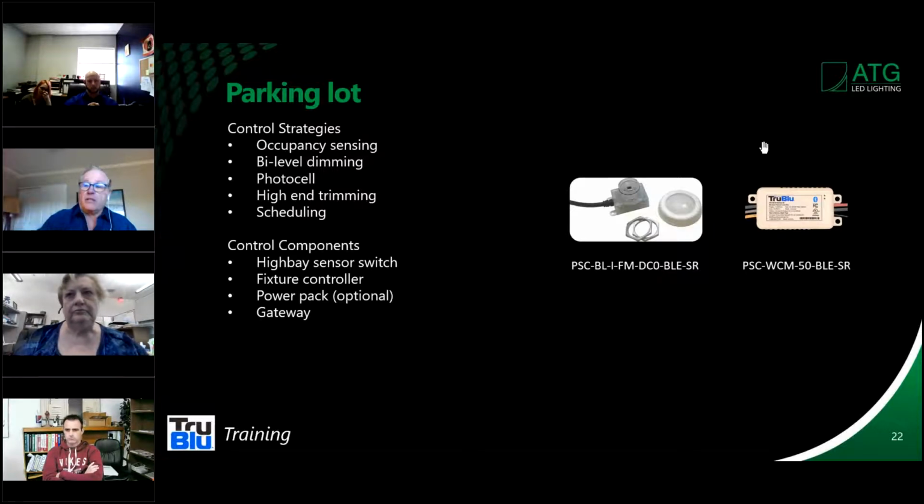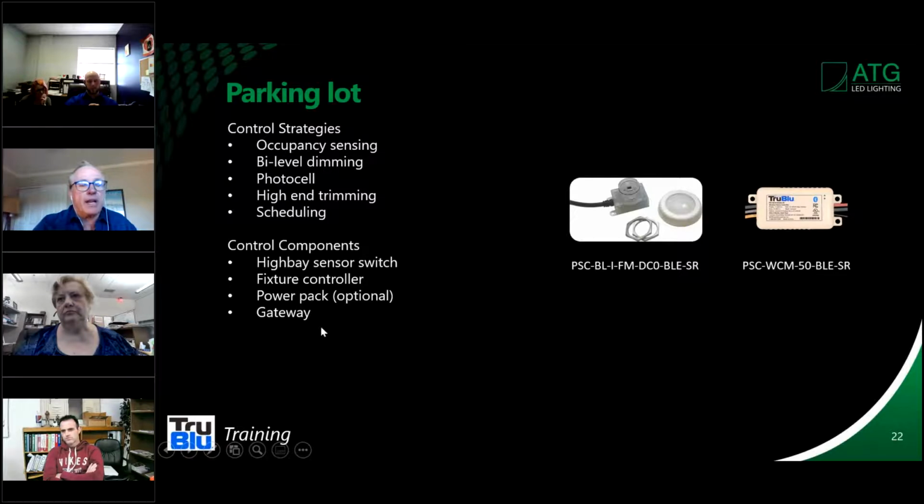Now, once again, do you need to have a sensor on every fixture or every wall pack? The answer is no, because once the mesh network is programmed, you can introduce these controllers, and they can communicate from fixture to fixture, from wall pack to wall pack. And so this sensor is used mainly in high bays, but also in outdoor.